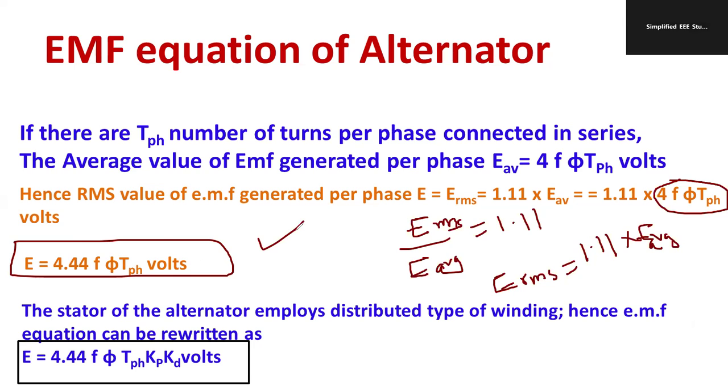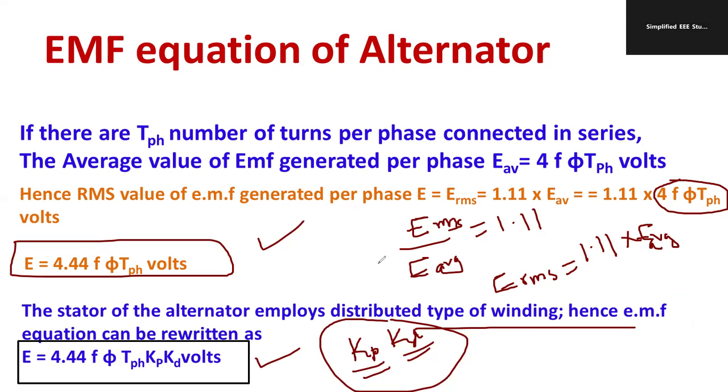Moreover, this is the expression, but you have to consider two important constants like Kp and Kd. Kp is nothing but pitch factor and Kd is nothing but distribution factor. So you have to multiply these like a constant along with our EMF equation. 4.44 F5 TPH, that is the EMF equation, that should be multiplied with the Kp and Kd. These Kp and Kd are with respect to the winding of the alternator. So you have to multiply these parameters along with the EMF equation.